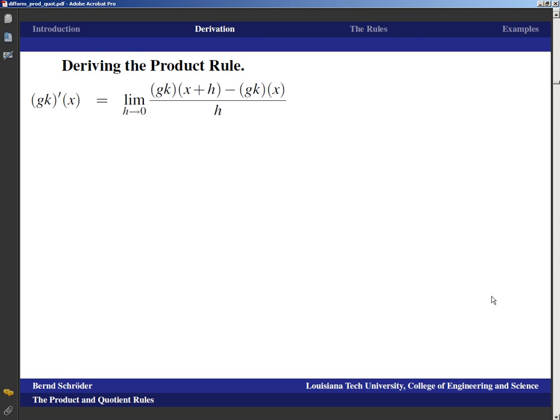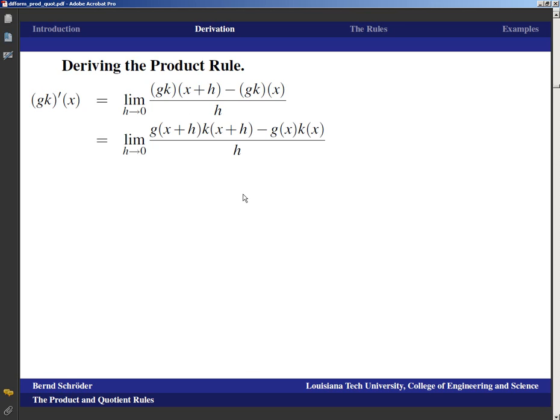So the only way we know how to really compute derivatives, even though it's not terribly pleasant necessarily, is the difference quotient. And so, just like any derivative, the derivative of a product (gk)' is just the limit as h goes to 0 of gk of x plus h minus gk of x, divided by h. So how do you work that out?